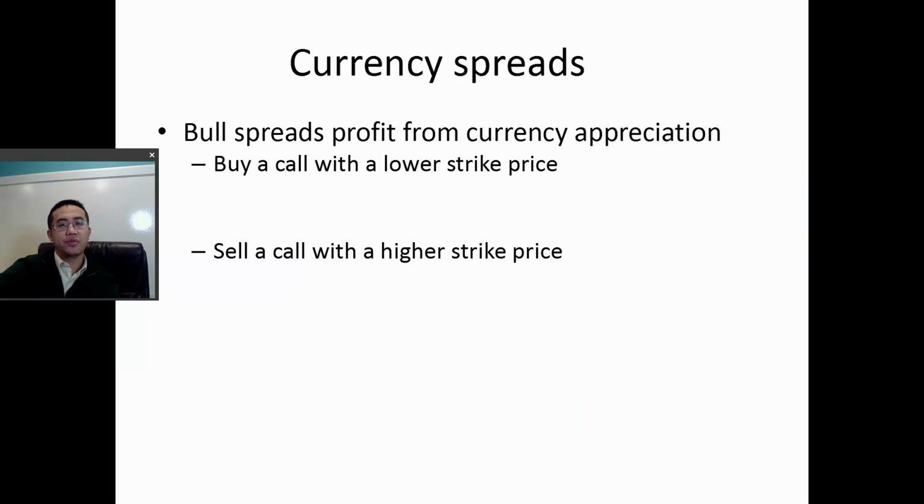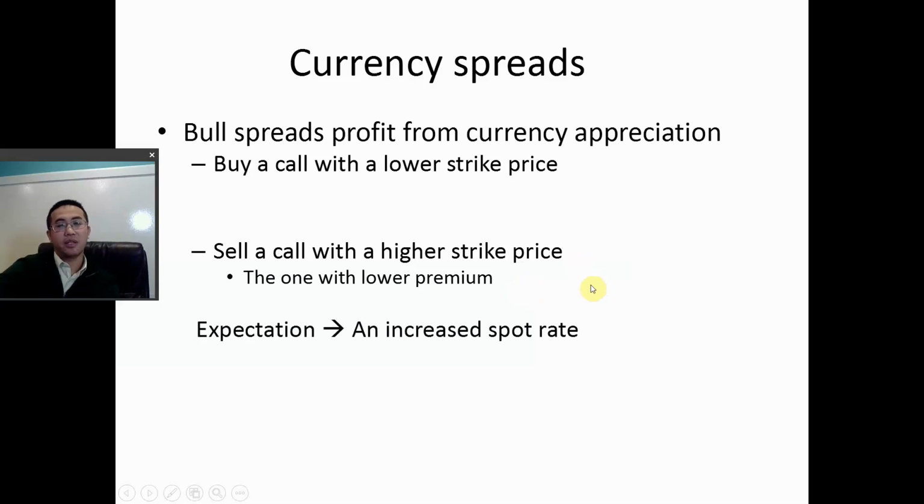Okay, so how do you construct a bull spread? You buy a call option with a lower strike price, and then you sell a call option with a higher strike price. The call option with the higher strike price basically gives the option buyer the right to buy at a higher price, so it's not really as preferable as buying at a lower strike price. So this option should be worse, so it should be cheaper. So that's the one with the lower premium.